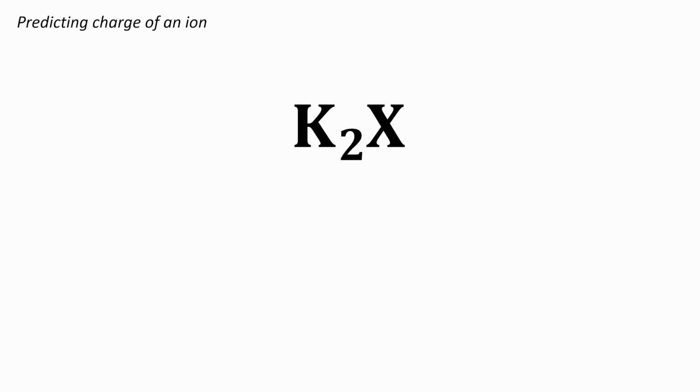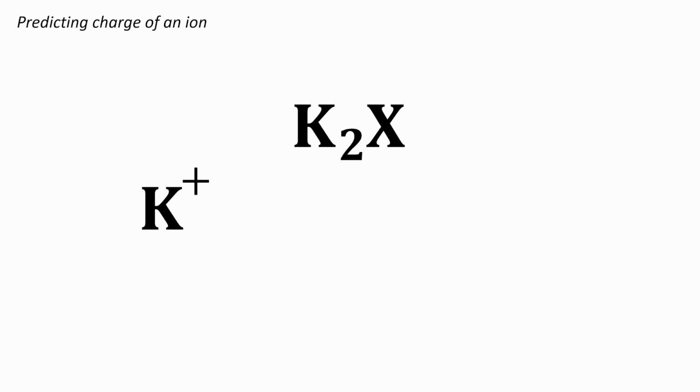In our last problem for today, we have an unknown salt consisting of two potassium ions and one chemical X ion, and we have to find the charge of both ions. Firstly, we find the charge of one potassium ion. Since we know potassium is in the first primary group of the periodic table, we know it has a charge of +1.